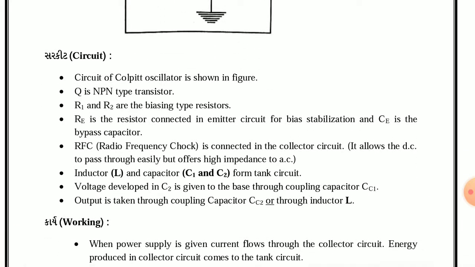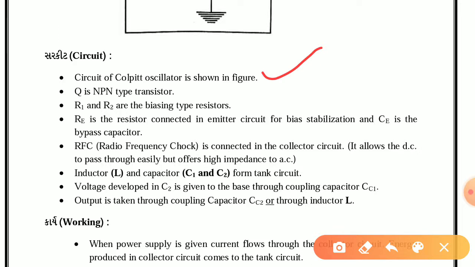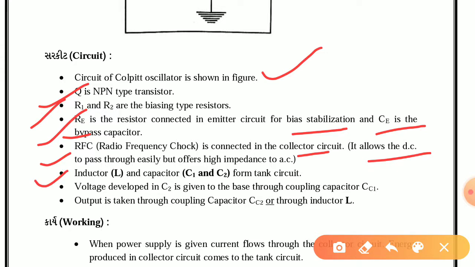So let's go through the circuit explanation. The diagram is shown in the figure. Q is an NPN transistor, R1 and R2 are biasing resistors, as we know. Re is the emitter resistor, used for bias stabilization. Ce is the bypass capacitor. The RFC, radio frequency choke, is connected in the collector circuit, allows only DC to pass, and offers high impedance to AC. The inductor and capacitors form the tank circuit.